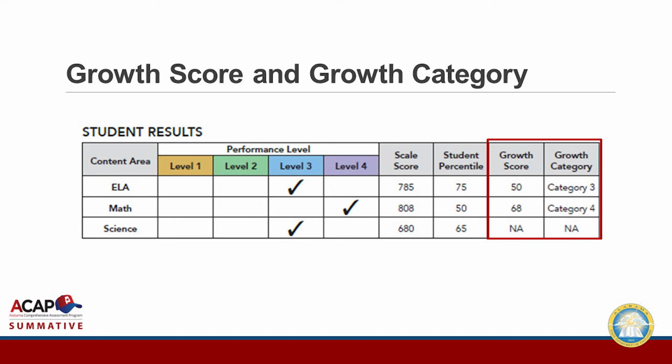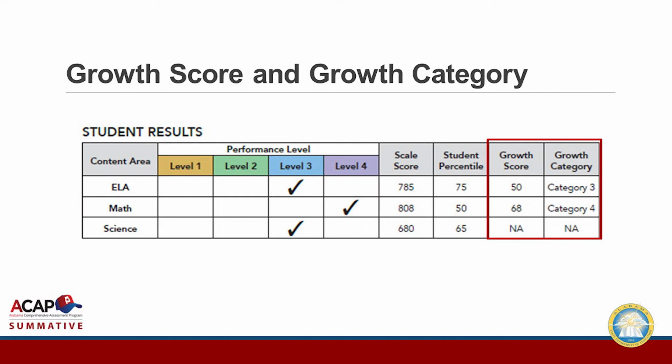In this example, the student's growth score for ELA is 50. That means their academic growth in ELA is exactly average among all of the other students in their grade who also had a growth score. This student's growth score for math is 68, which means they grew or advanced academically in math more than 68% of their peers who also had a growth score, well above average.